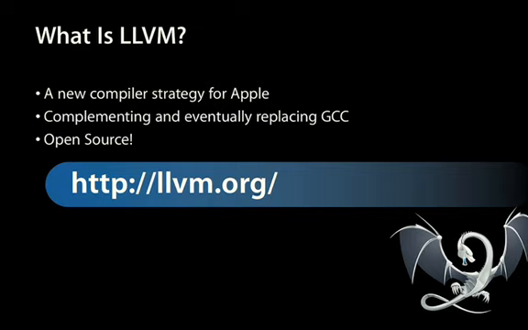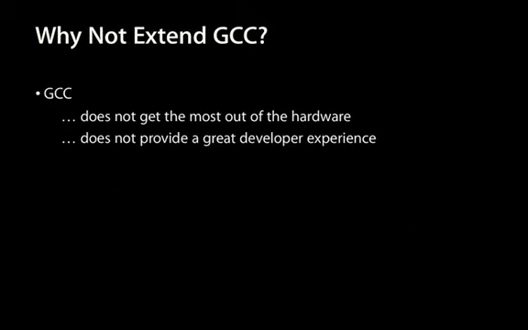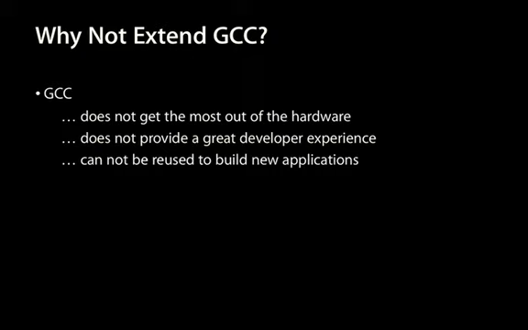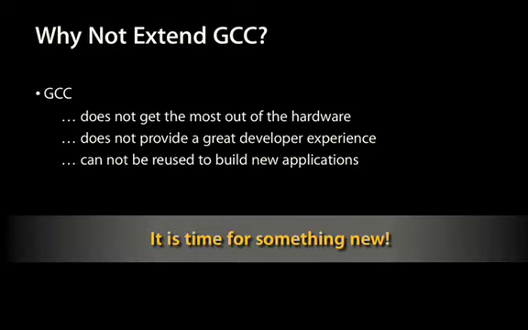So that's what LLVM is. So why not just fix GCC? Well, the real answer is that GCC is not a strong platform for the things we want to do in the future. GCC is a compiler, it does what it does, but getting it to do anything that it wasn't originally designed to do 20 years ago is really hard. And so LLVM is really the answer for that.